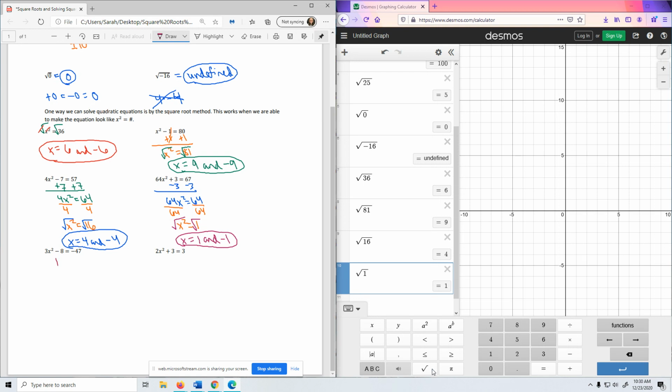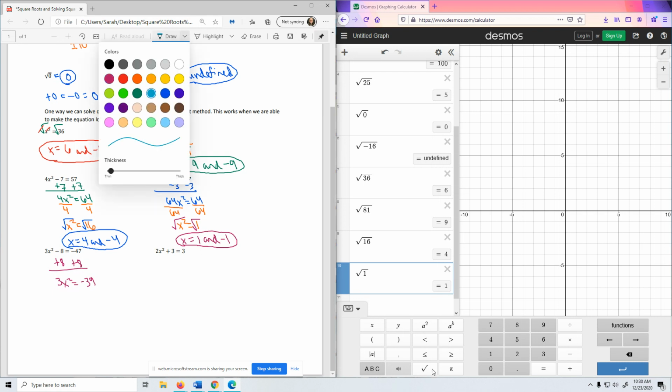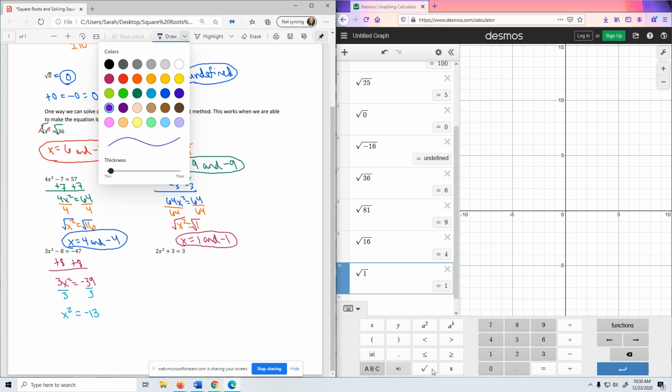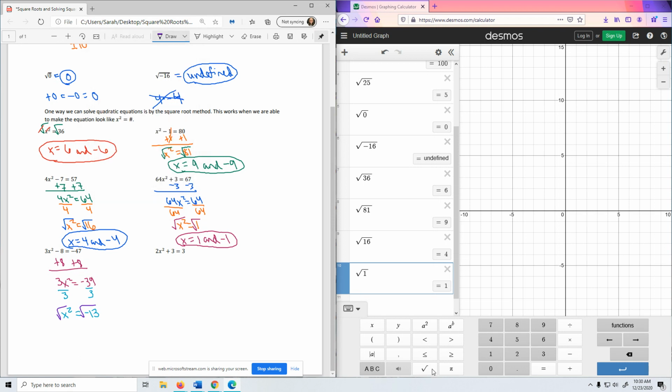Next up, undo -8 by adding 8 to both sides. -47 plus 8 is -39. Now divide by the number in front of x squared. We get x squared equals -13 when we do that. To finish it off, I need to take the square root of both sides. Square root of x squared is just x because square root and squaring are opposites.